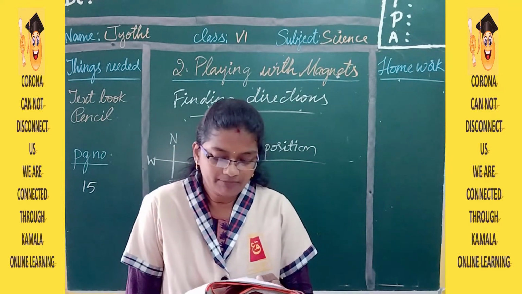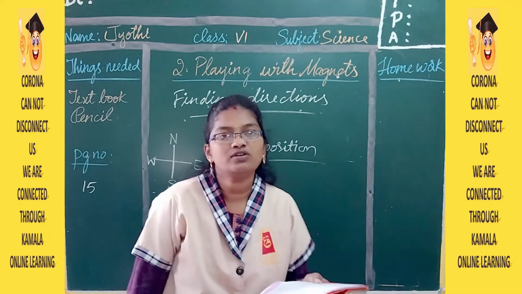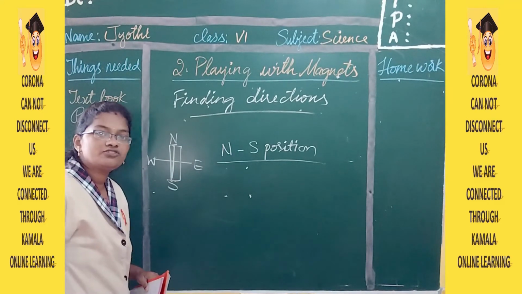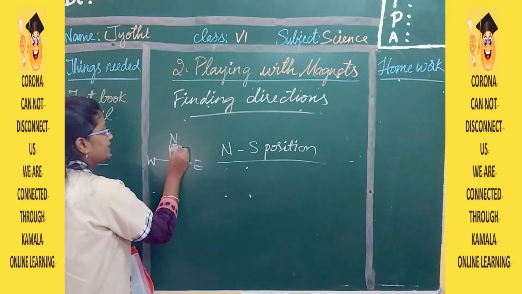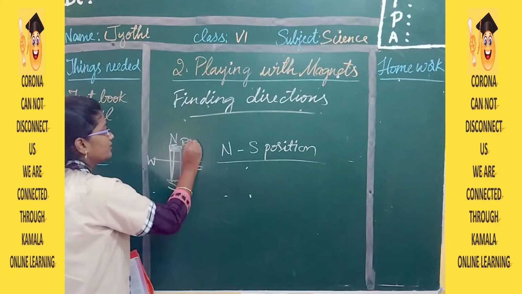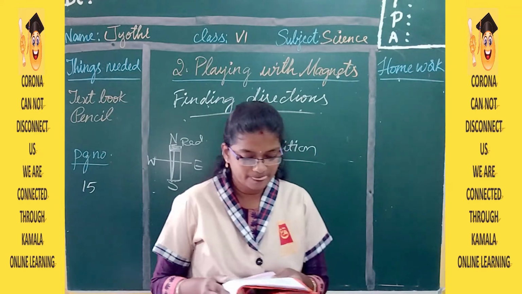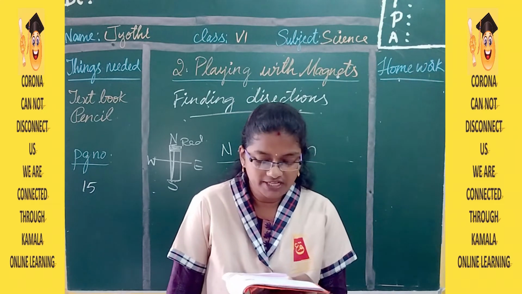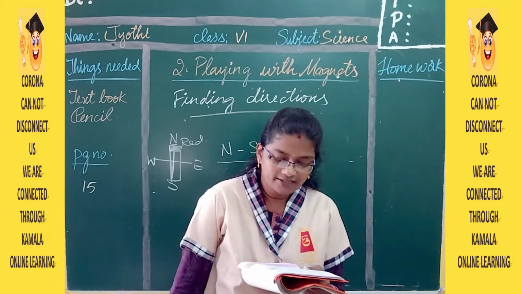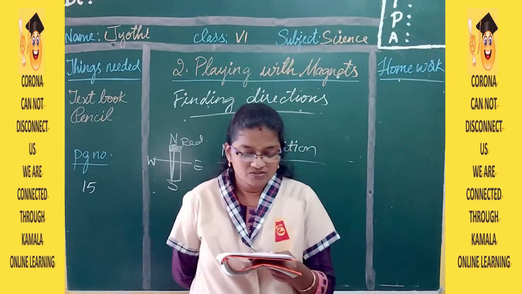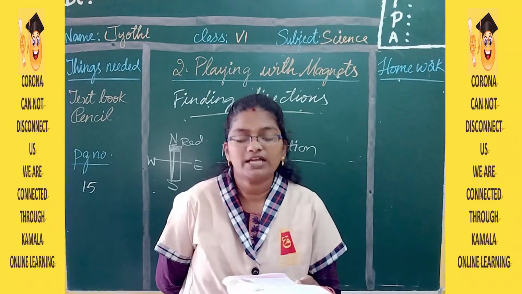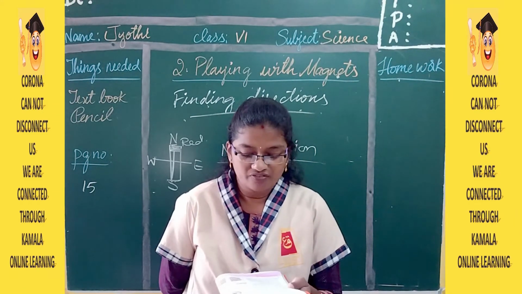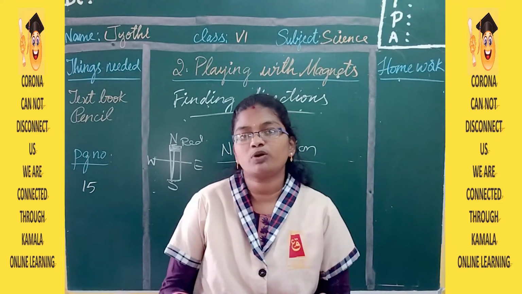So magnets always come to rest in the north-south direction. As I already showed you here, magnets always come to rest in a north-south direction. And towards the north we have painted it with some color like red, right? In each case, the marked end points towards the north. So this end is known as the north pole and the other end is known as the south pole. This property of magnets is called a directional property.